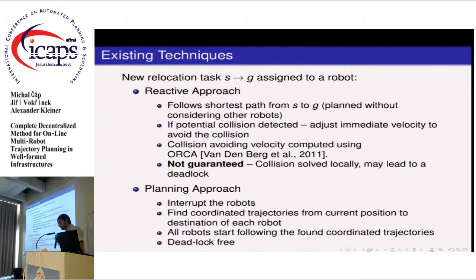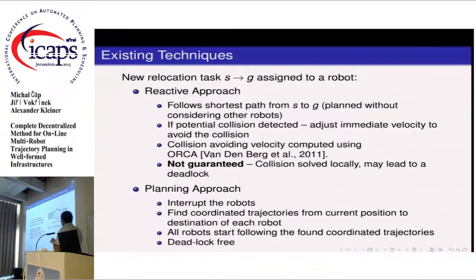An alternative is to use a planning approach. Basically, what it means in this scenario is that whenever one of the robots is assigned a relocation task, we have to stop the system, take the starting positions of all the robots, and plan coordinated trajectories from the starting positions to their destinations. When we are done, we let the robots follow the planned trajectories. And if they do it precisely enough, we know that we will have deadlock-free and collision-free motions, right? Because that's what the planner will output.